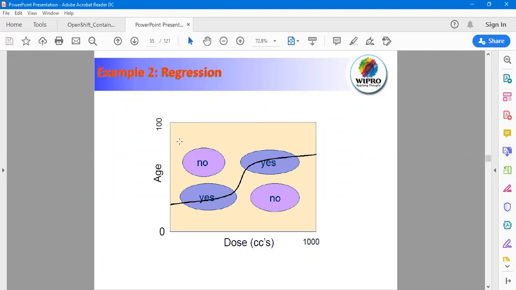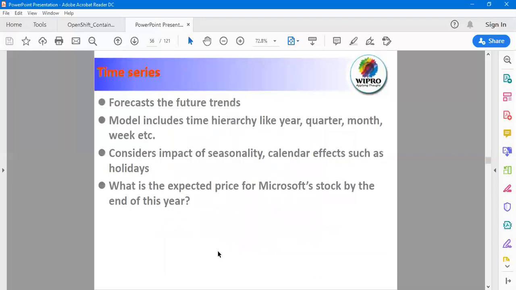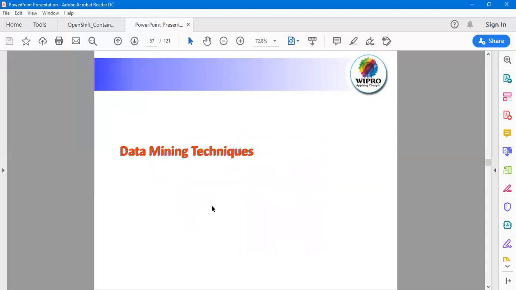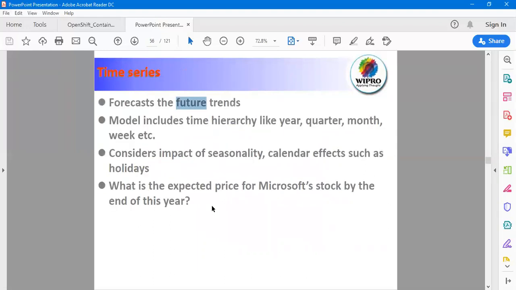Similarly, if we take the same example of age and dose using the regression technique, it will give this type of graph, right? If you are using time series, then it will be according to the future tense. So for time series, you can use the sequence discovery algorithm as the predictive technique.